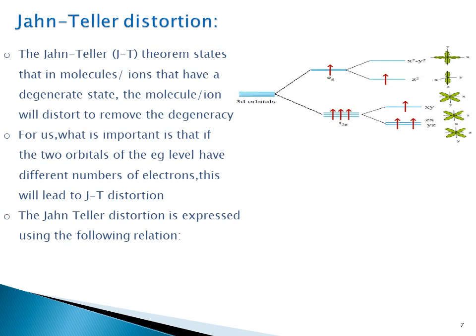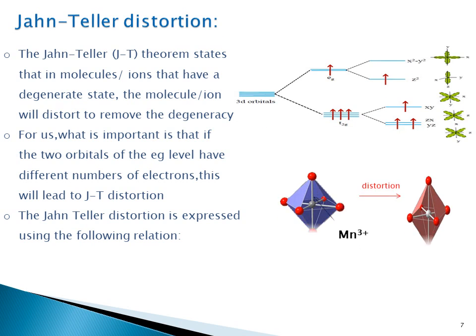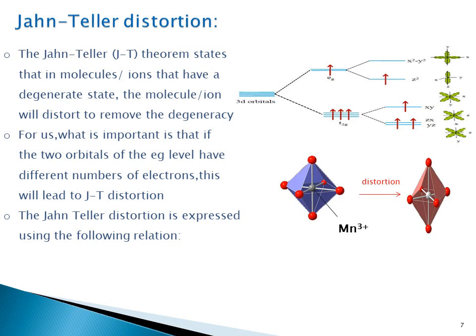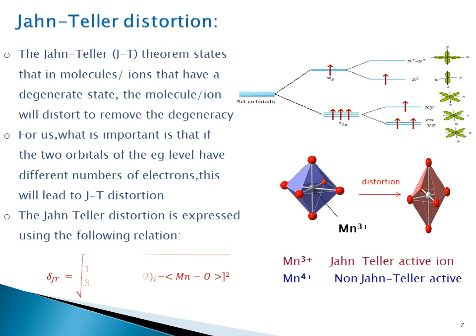Any molecule with degenerate electronic states will be unstable and will undergo a distortion which forms a system of lower symmetry by removing the degeneracy, as shown in those images. In this respect, the distortion is expressed by this equation.